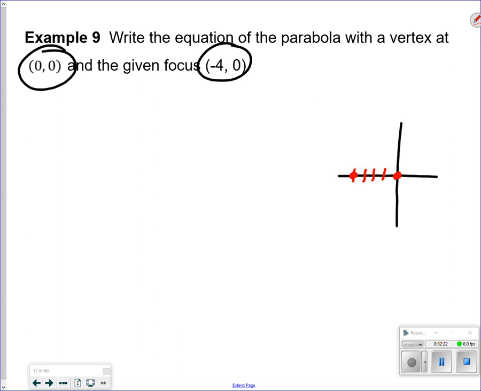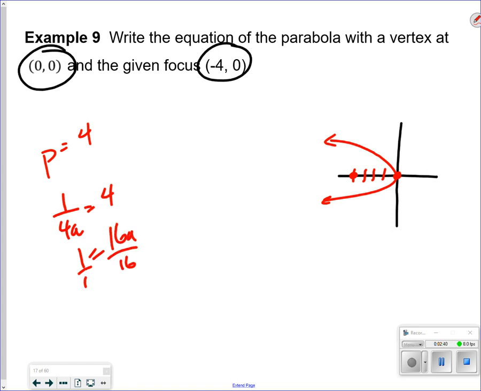So what kind of parabola do we have? It's a left parabola. I know that because ultimately the vertex and the focus are in that direction. So P would equal 4. So 1 over 4a is equal to 4. 16a equals 1, so A would equal 1/16. Now I also know it's a negative 1/16 because it's going to the left.